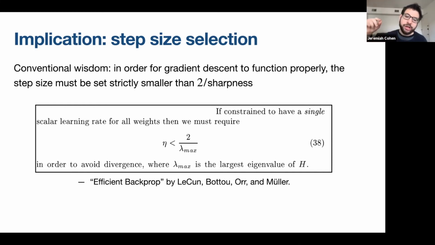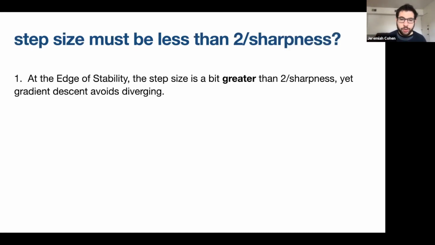They're telling us that if you're going to have a single scalar learning rate for all weights, that is, if you're using gradient descent, then you need eta to be less than 2 over the largest eigenvalue of the Hessian in order to avoid divergence. This is the conventional wisdom. So is it true? What we've seen is that at the edge of stability, the step size is just a bit greater than 2 over the sharpness. And yet somehow gradient descent does not diverge. On a quadratic, we would diverge, but on the neural network, we don't.